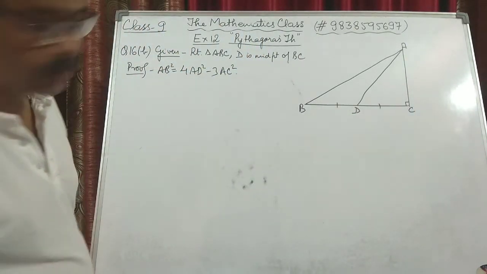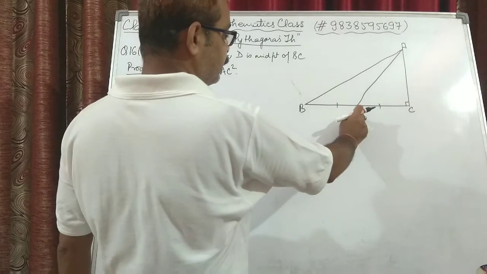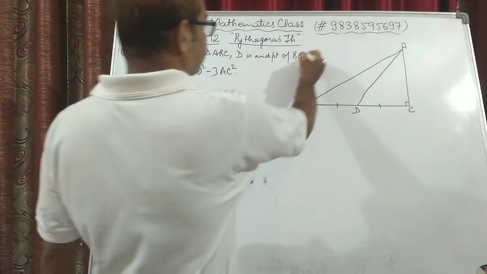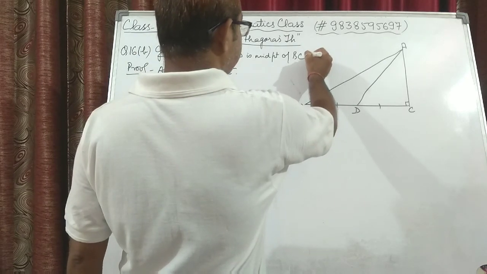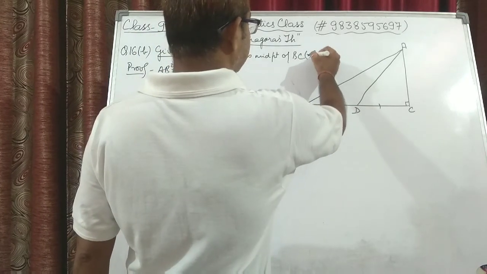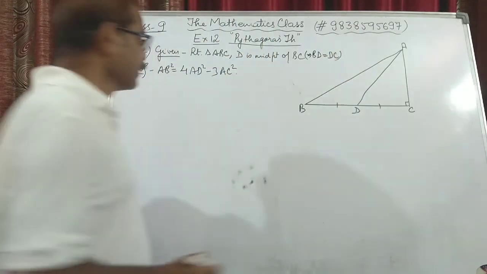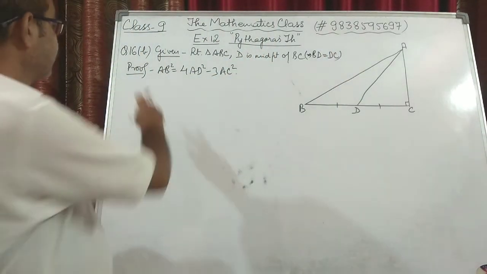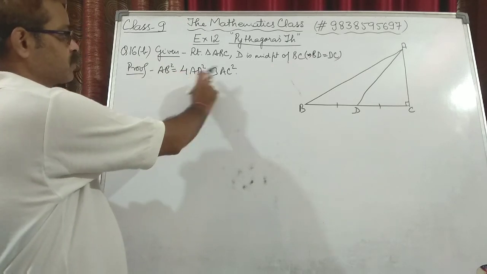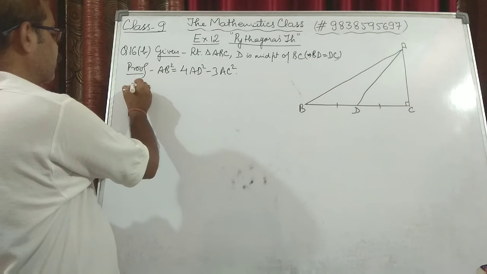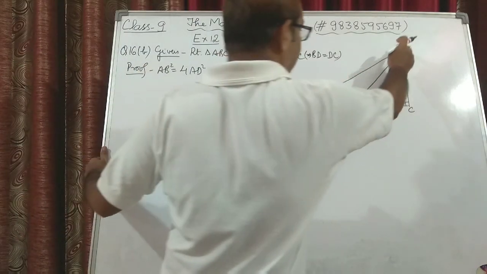Then they say D is the midpoint of BC. So I have made D midpoint of BC. It means BD and DC are equal. And written also D is the midpoint of BC. You can also say implies that BD is equal to DC. Right. Then they say prove that AB square is equal to 4 times of AD square minus 3 times of AC square.